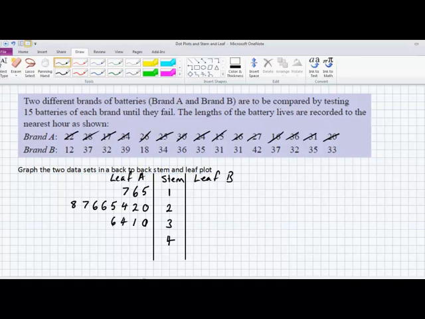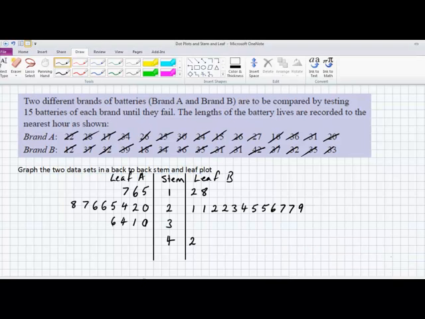And then you do the same thing for brand B, but obviously the leaf goes on the right this time. So starting with our smallest one, which is 12, 37, 30, sorry, I was doing it ordered, wasn't I? Okay, let's go back and do that in order. So 12, the next one is 18. The next highest is nothing in the 20s, so we jump to the 30s, and we've got a 31 and a 31.